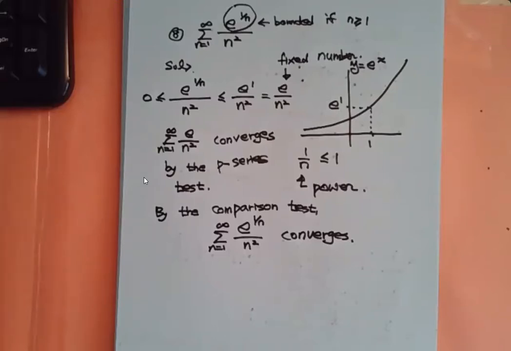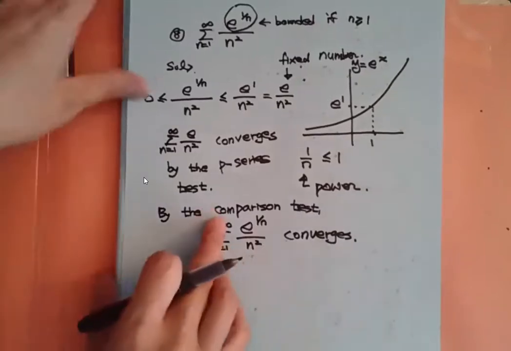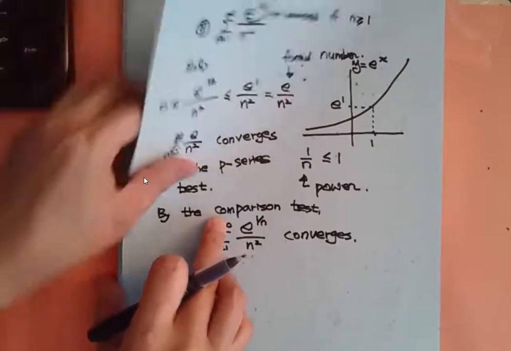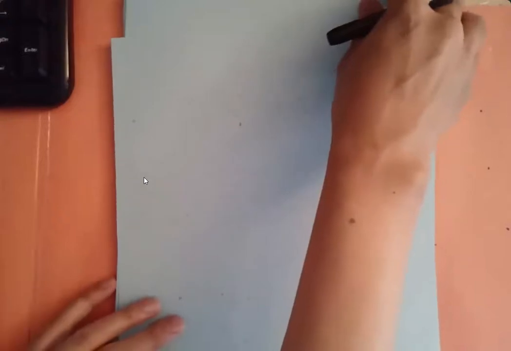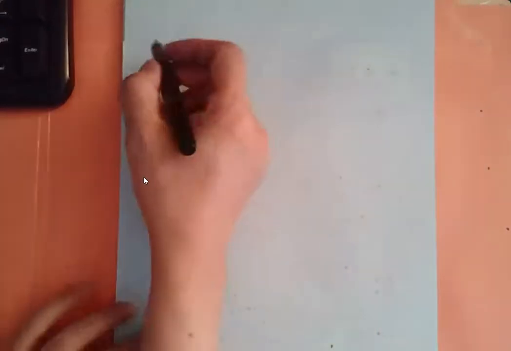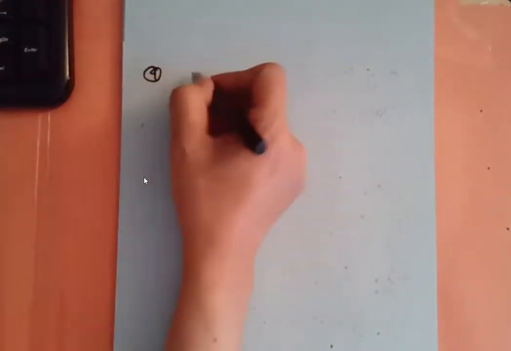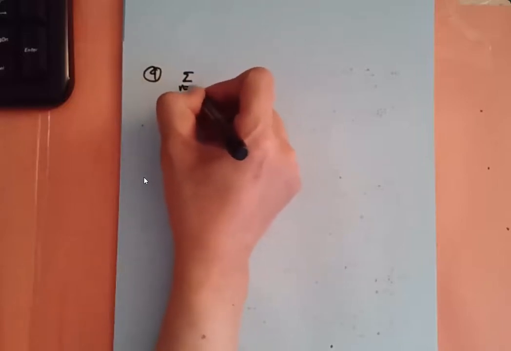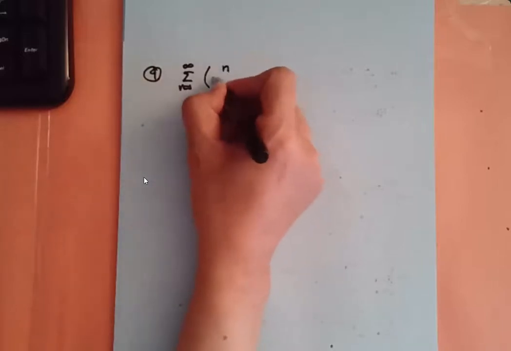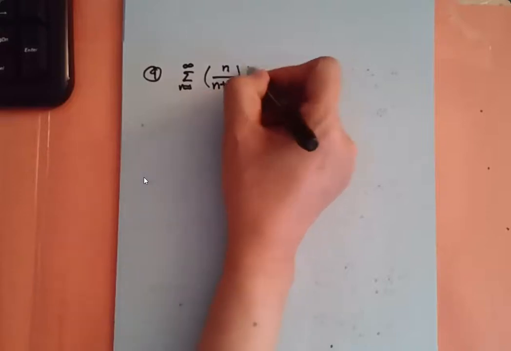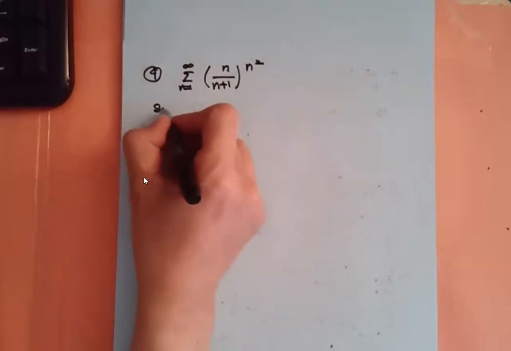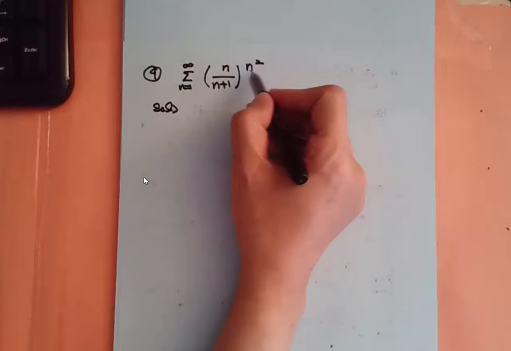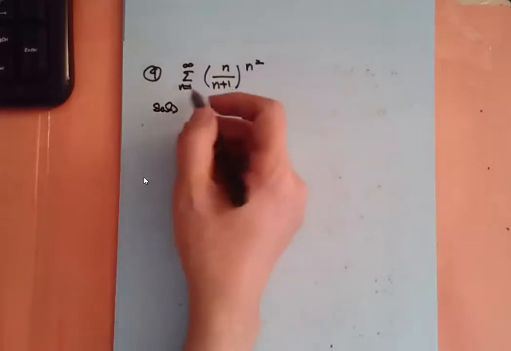Any question? Let's do the next problem. So the summation from n equals 1 to infinity of n over n plus 1 to the n squared. Obviously the power has n, so we have to use the root test.